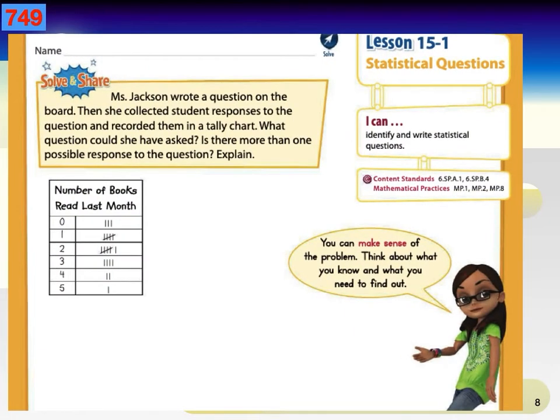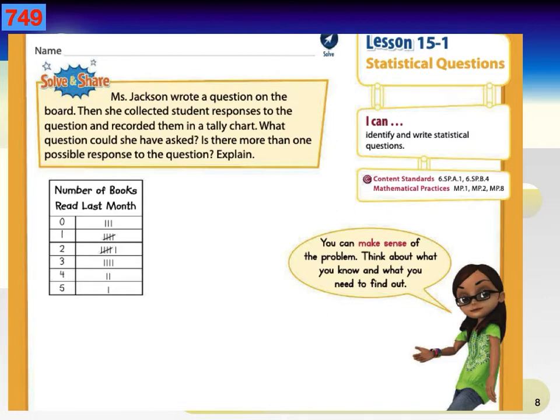So let's have textbook page 749. Let us read this solve and share problem. Miss Jackson wrote a question on the board. Then she collected students' responses to the question and recorded them in a tally chart. What question could she have asked? Is there more than one possible response to the question? Explain. Okay, so this is the tally chart as shown below.